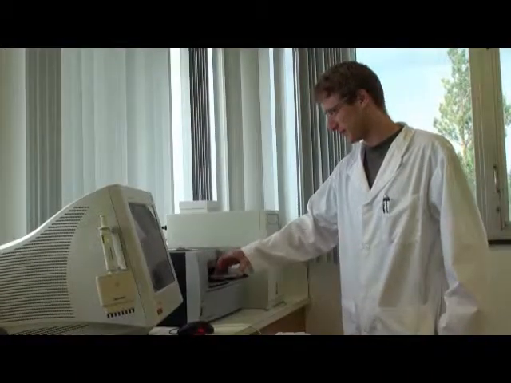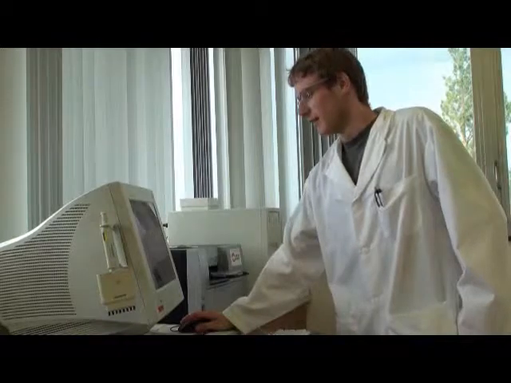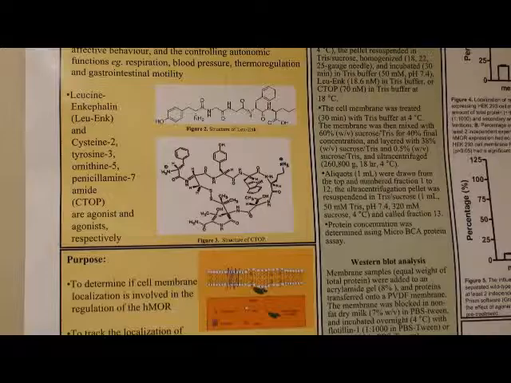Undergraduate student Adam Clay is researching this topic for an honors paper. I'm looking at the human mu-opioid receptor, which is the protein responsible for binding heroin and morphine and all of those sort of types of drugs.